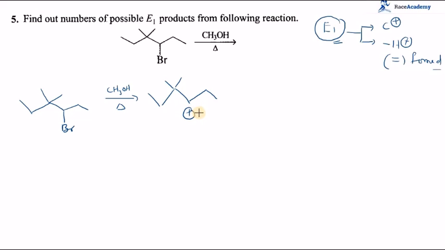This is a secondary carbocation. So using this secondary carbocation, when you remove a proton from either side, from this side, so here if you remove one hydrogen, then you will get a double bond here. So what is that product? This is the product you will get.